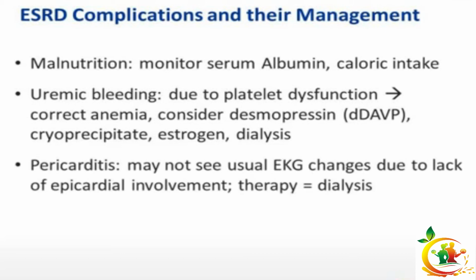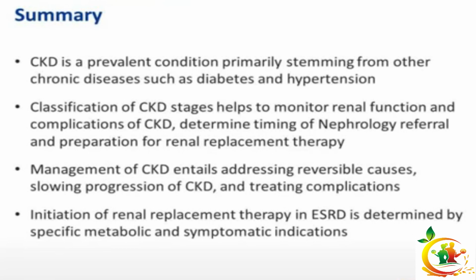Finally, uremic pericarditis is potentially a serious complication of ESRD. This condition may not produce the usual EKG changes associated with pericarditis due to a lack of epicardial involvement, so it is important to maintain a high clinical suspicion based on symptoms and physical exam. Uremic pericarditis is primarily managed with urgent dialysis.